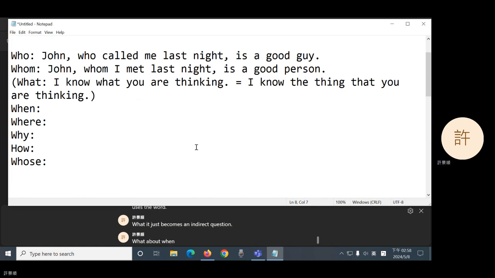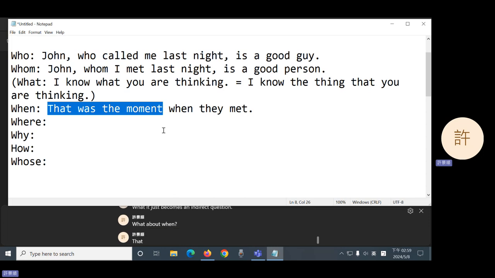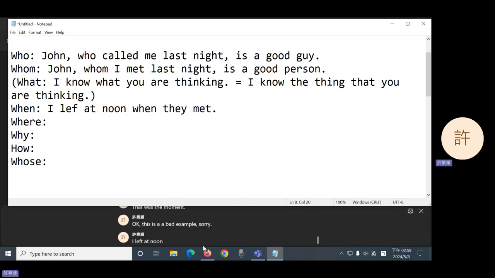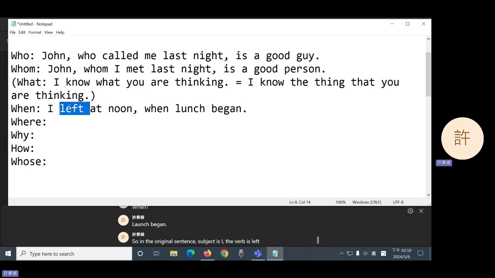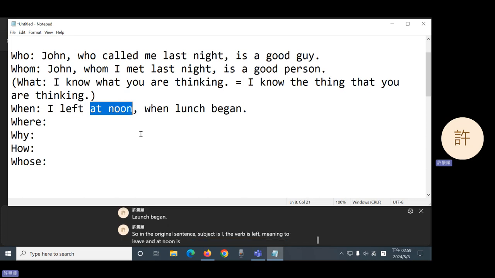What about when? That was the moment. Okay, this is a bad example, sorry. I left at noon when lunch began. So in the original sentence, subject is I, the verb is left, meaning to leave, and at noon is extra information. It tells us the time.